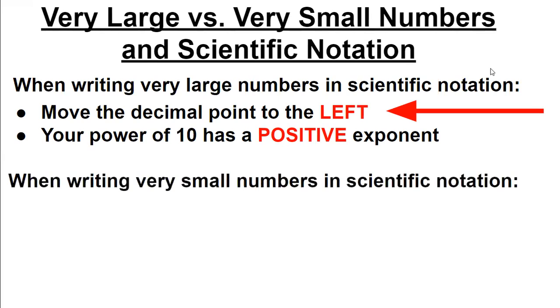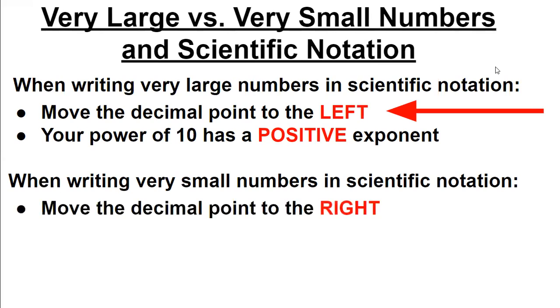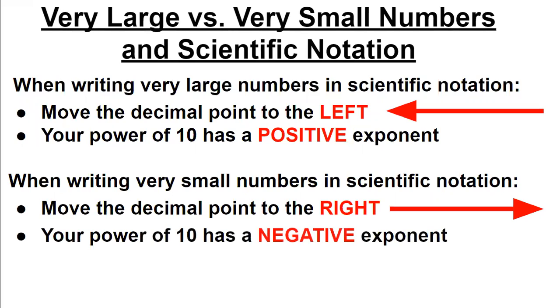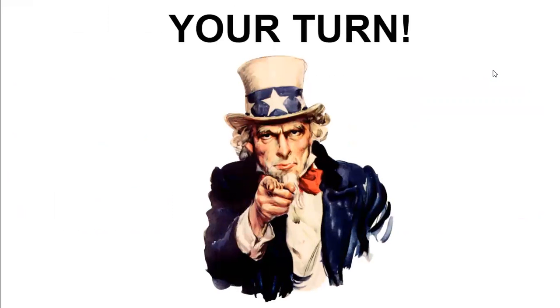When writing very small numbers in scientific notation, move the decimal point to the right, that direction. And your power of 10 has a negative exponent. Okay, that's the difference. You're going to have a chance now to give it a try. So I'll see you back in a moment.